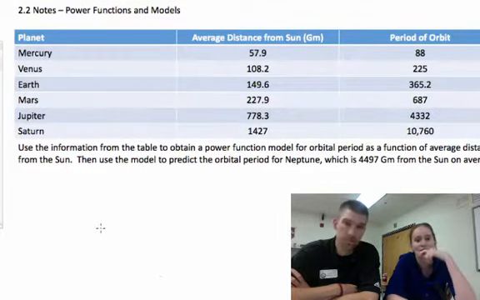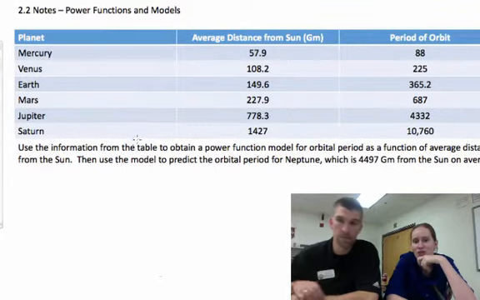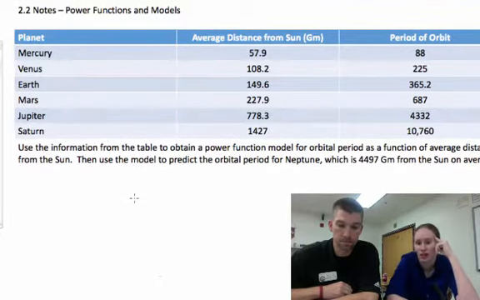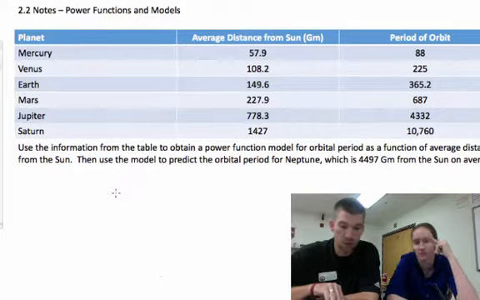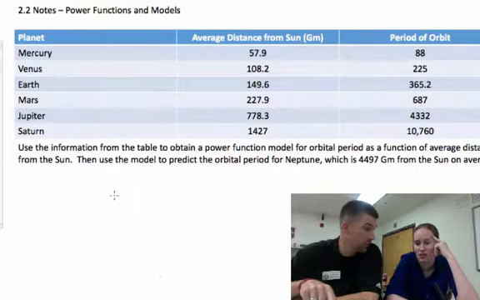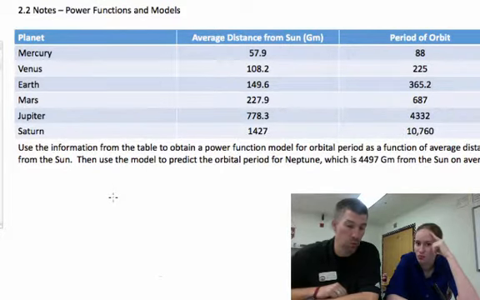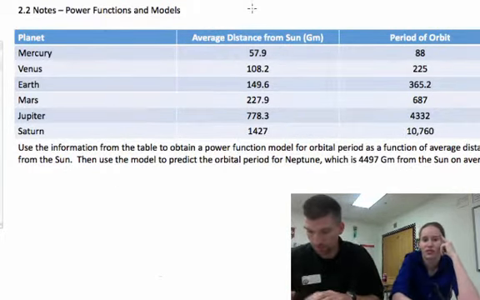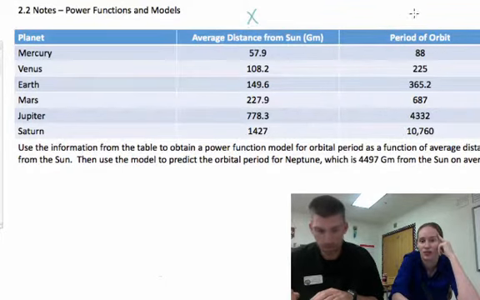Okay. So we want to use the info from the table to obtain a power function model for orbital period as a function of average distance from the sun. That sounds hard, but all you're doing is putting it in the calculator. So, what am I putting into the calculator? Orbital distance for x and period for y? I would think so. Okay. So this is going to be our x's, and these are going to be our y's.